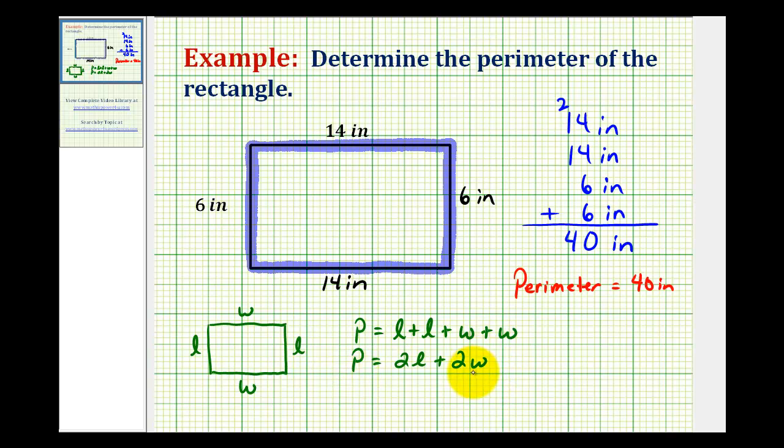So if we wanted to apply this formula to the rectangle we were given, the perimeter would be equal to 2 times 6 plus 2 times 14, which would be 12 plus 28, which of course is 40 inches. So whether we use the definition of perimeter or the perimeter formula for a rectangle, our answer is the same.